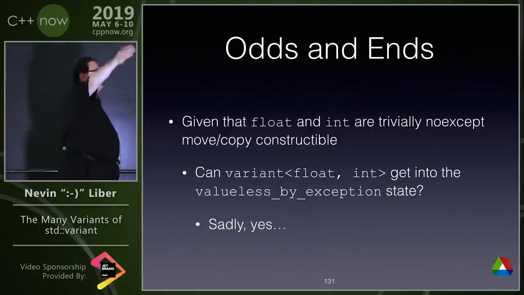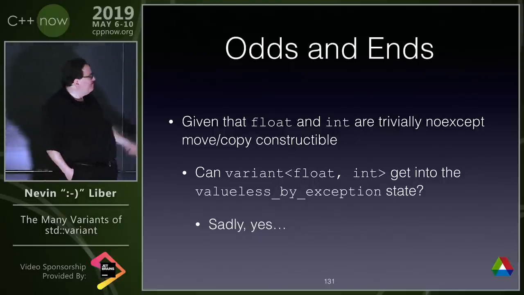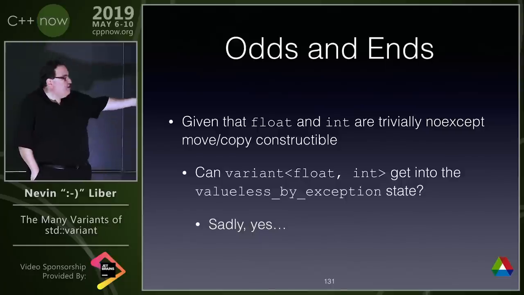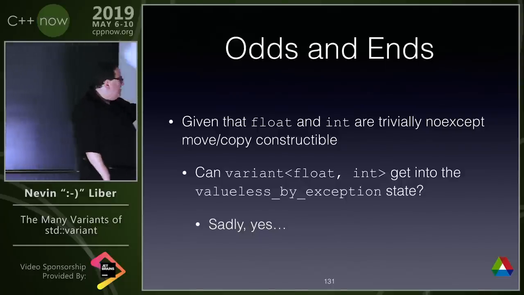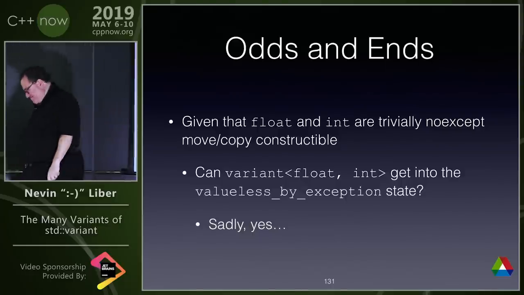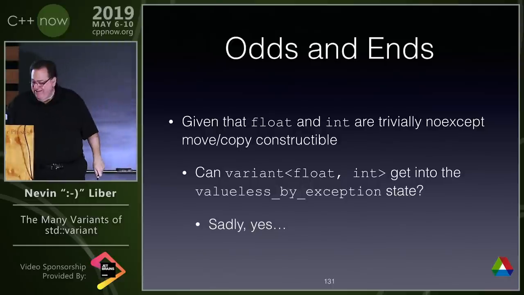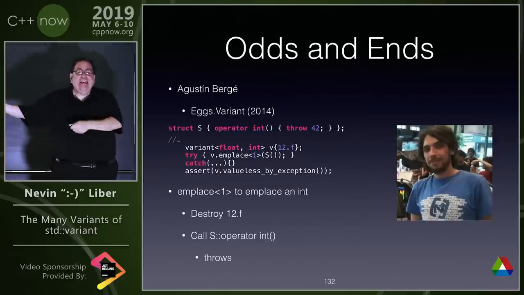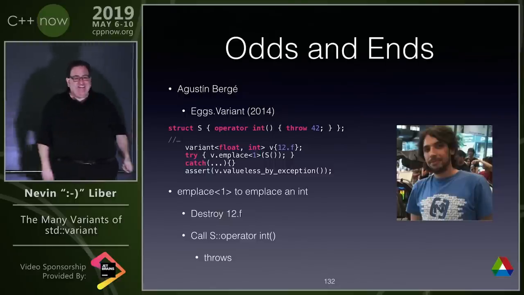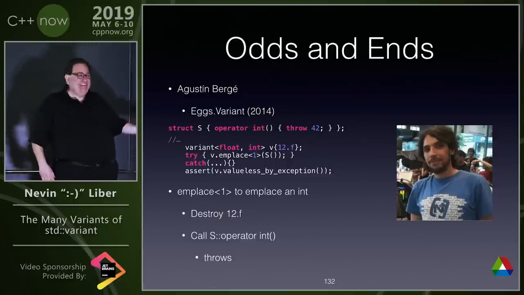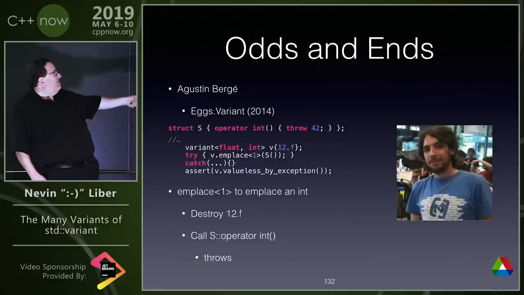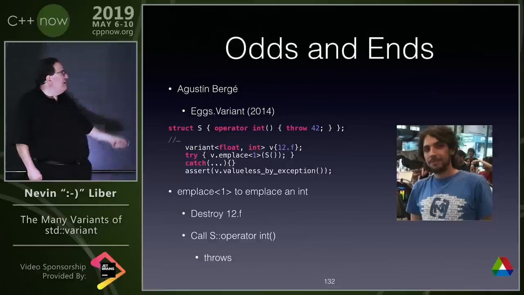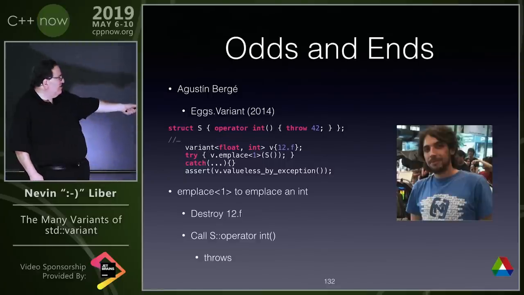So way back, you asked a question, right? We have two floats, trivially nothrow move and copy constructible, right? By the way I'm phrasing this question, you knew the answer was going to be, yeah, this is a problem too, it turns out. Augustin figured out, I didn't have enough time to put his variant on the slides. But if we have this struct here and its conversion operator throws, we can get into that state, even though the types themselves don't have this problem.